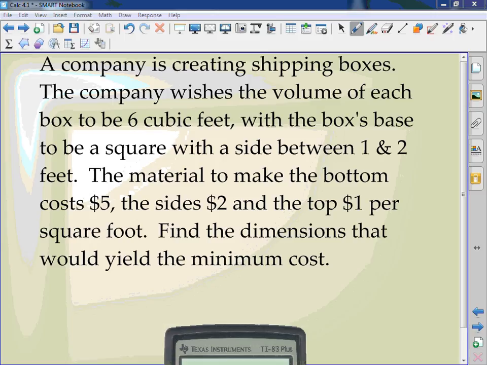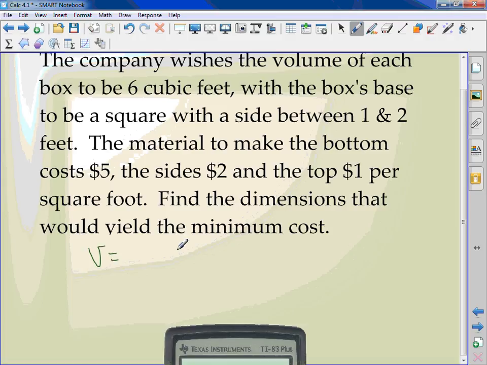In this problem, we're talking about the volume of the box. So the box has to hold 6 cubic feet. But when I'm talking about the material to make it, what are we talking about there? You don't have perimeter of a 3-dimensional shape. The volume is how much goes in the box. We want to know how much material it is, not just area, it's going to be surface area.